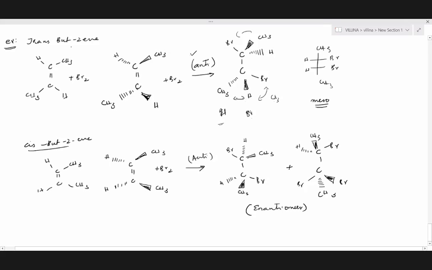In anti-addition of halogens, each bromine atom will be added from the other plane. As you can see, if this is the reference point, one bromine is added to this side and the other bromine is added to the other side of the plane. Like one is above and one is below. So when we are writing the Fischer projection, for trans, anti-addition gives a meso compound, and for the cis isomer, upon performing the same anti-addition, there are two possibilities. You can have dextrorotatory and levorotatory. So we will end up having a racemic mixture.